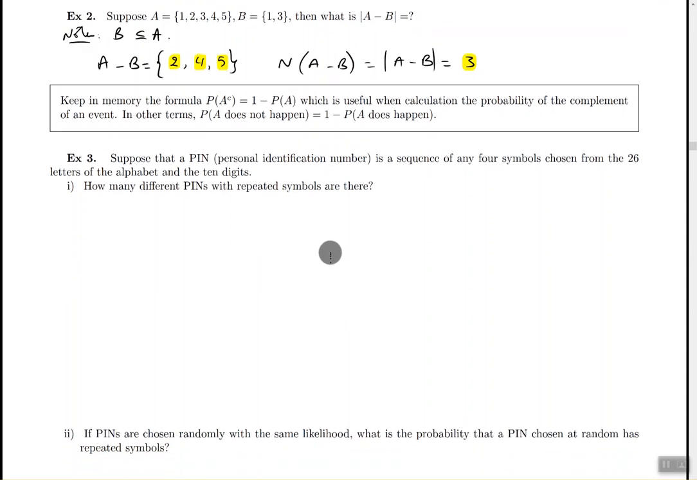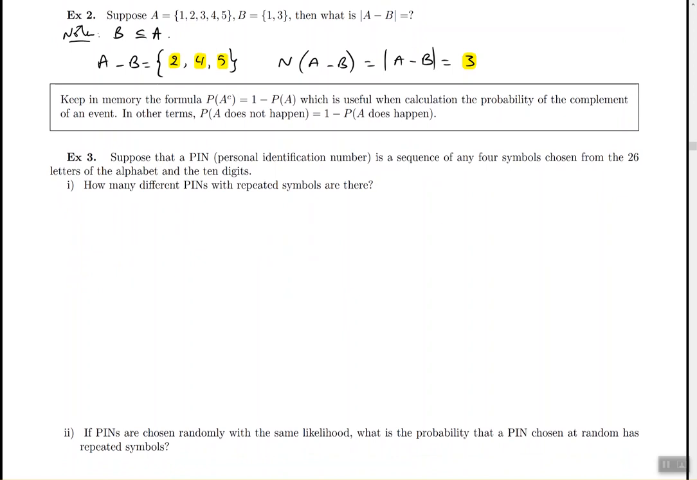Okay, so let's take a look at example 3, which says, suppose that a pin, and in this case, the pin is a sequence of 4 symbols chosen from the 26 letters of the alphabet and the 10 digits. So we had the same scenario show up in section 9.2. So the question here is how many pins with repeats in their symbols are there? So like, for example, there are 4 digits or 4 symbols.